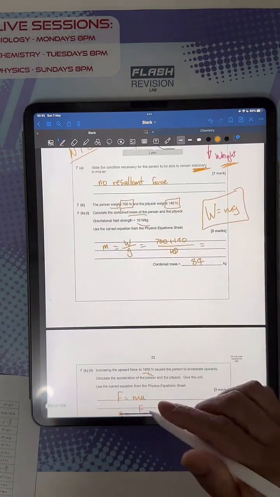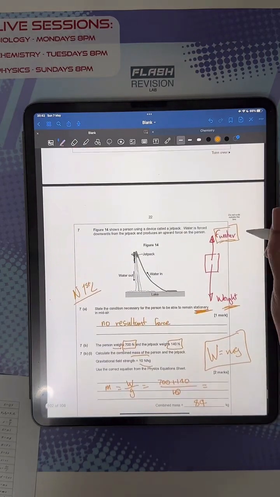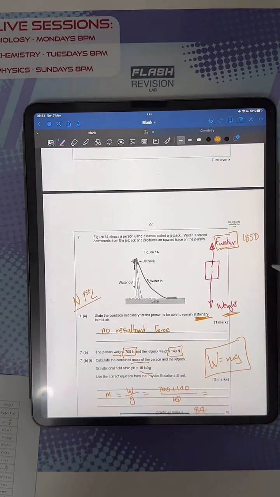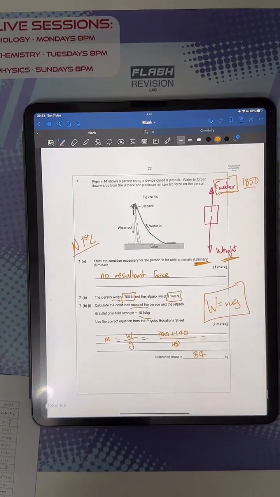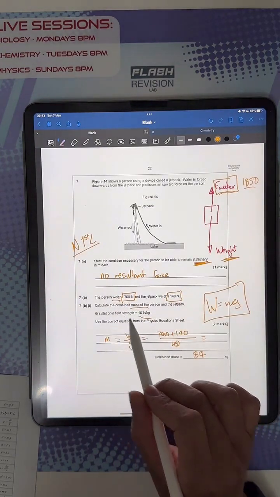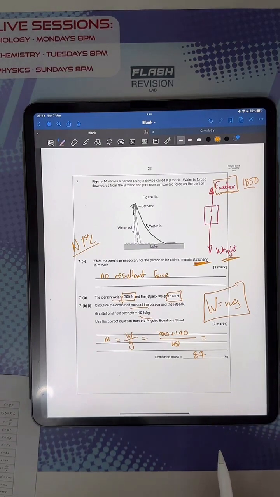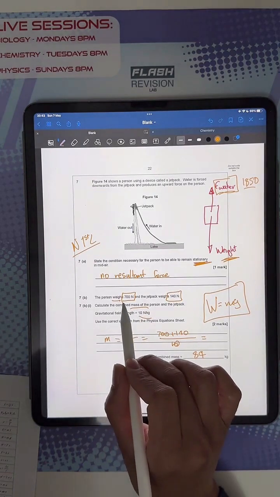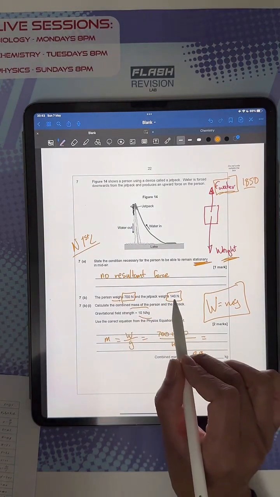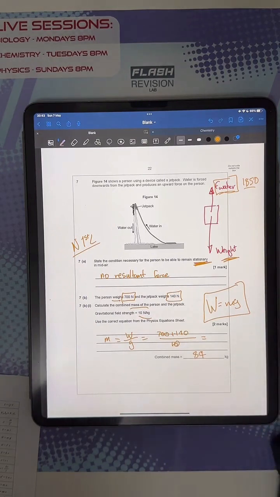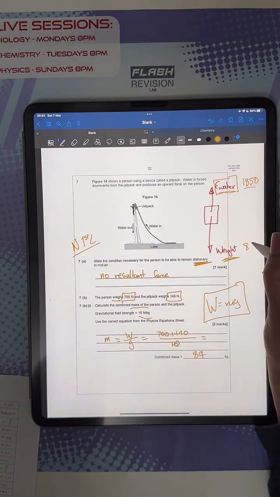So the upward force in the question says it's 1,850. So this force is going to be 1,850. The downward force is what? What's the downward force going to be? Not 84, 840. 840, yeah, because we know the weight of the person is 700 and the weight of the jetpack is 140. So we add that together and we get 840.